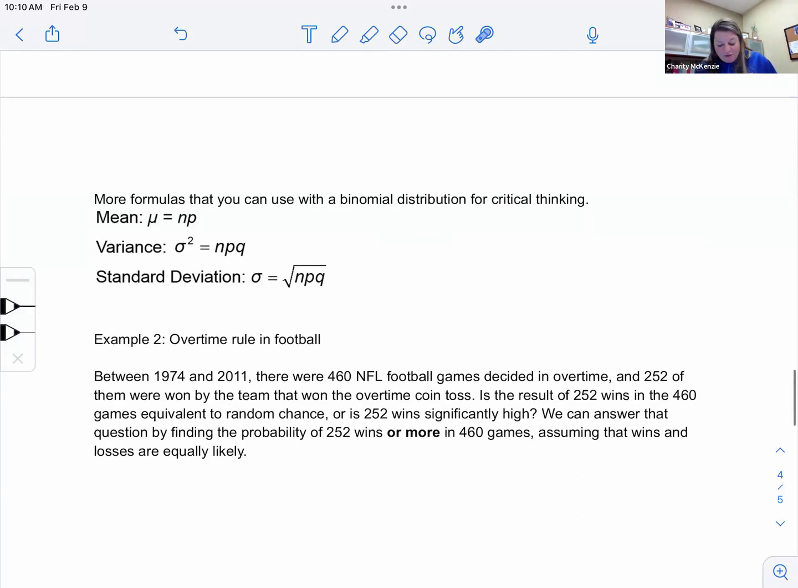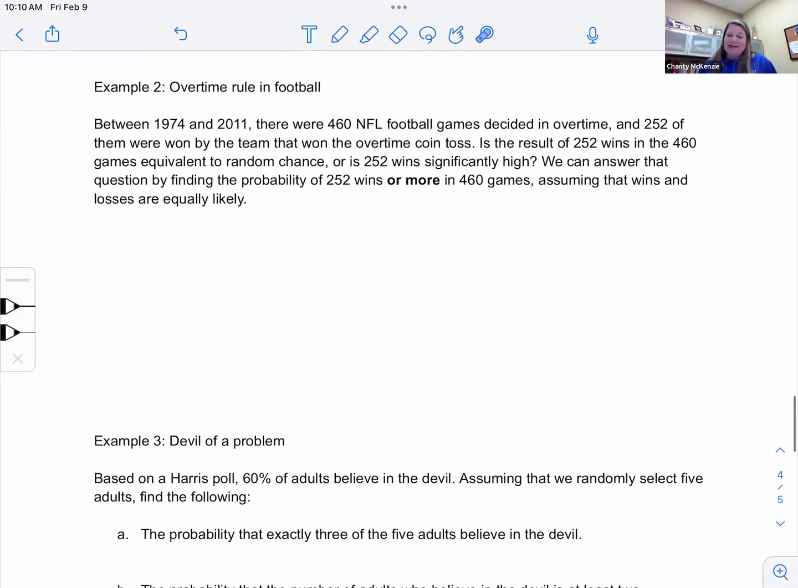So those formulas aside, let's answer a couple questions. And oh yes, we're going to use StatCrunch. Between 1974 and 2011, there were 460 NFL football games decided in overtime, and 252 of the games were won by a team that won the overtime coin toss. Are the results of the 252 wins in the 460 games equivalent to random chance, or is that significantly high?